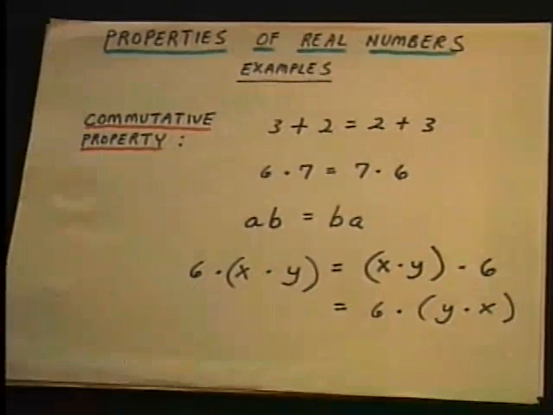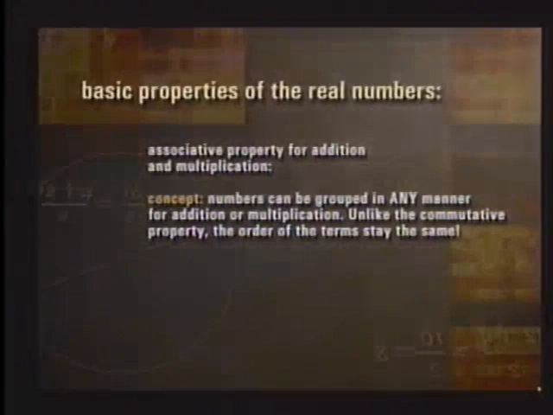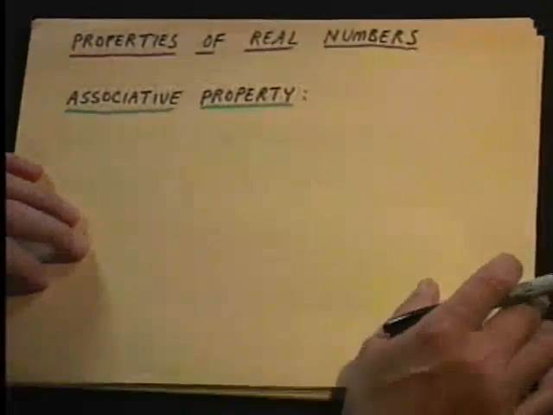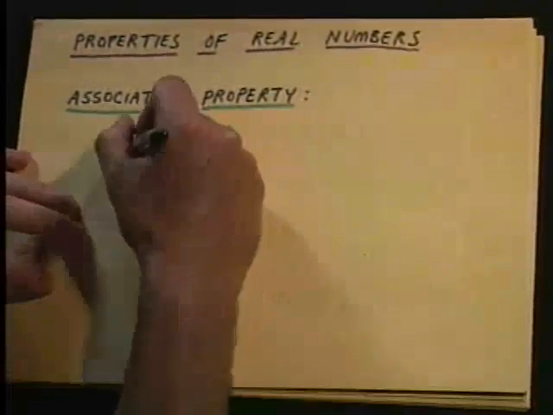All right, next we're going to talk about, looking at the graphic here, the associative property. The associative property of addition and multiplication says numbers can be grouped in any manner for addition or multiplication. Unlike the commutative property, the order of the terms stays the same. So let's look at some examples of that. On the associative property here, let's start out real basic.